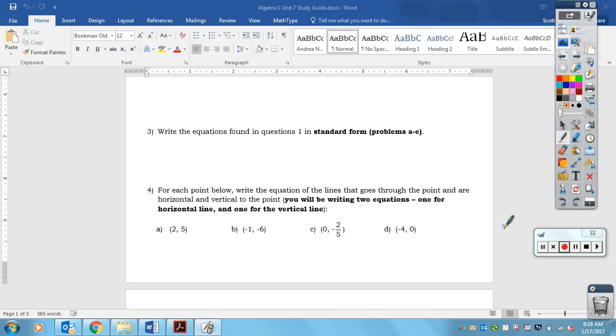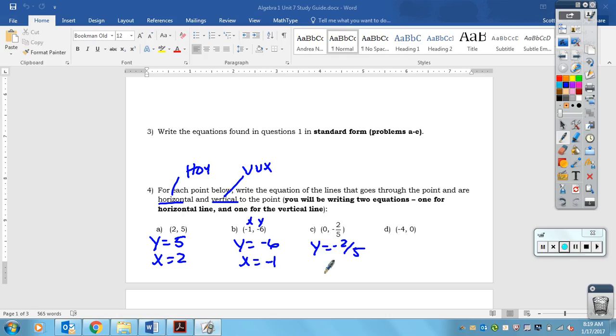Question 4 is potentially the easiest of all of them. For each point below, write the equation of the line that goes through the point, horizontal and vertical. So we want to write the horizontal version, and we want to write the vertical version. For each one, there are 2 equations. The horizontal is y equals the y part, and the vertical is x equals the x part. Again, y equals negative 6, and x equals the x part, because it always goes x comma y.